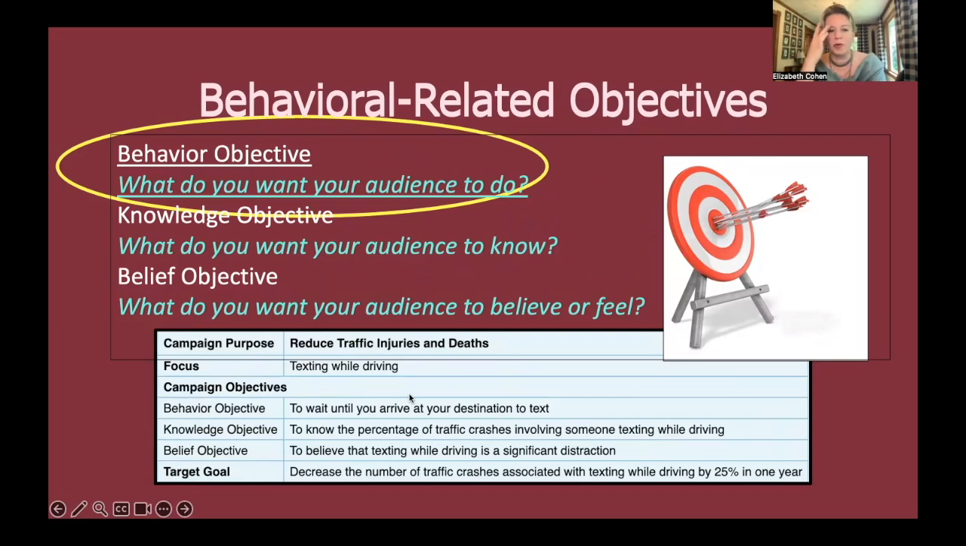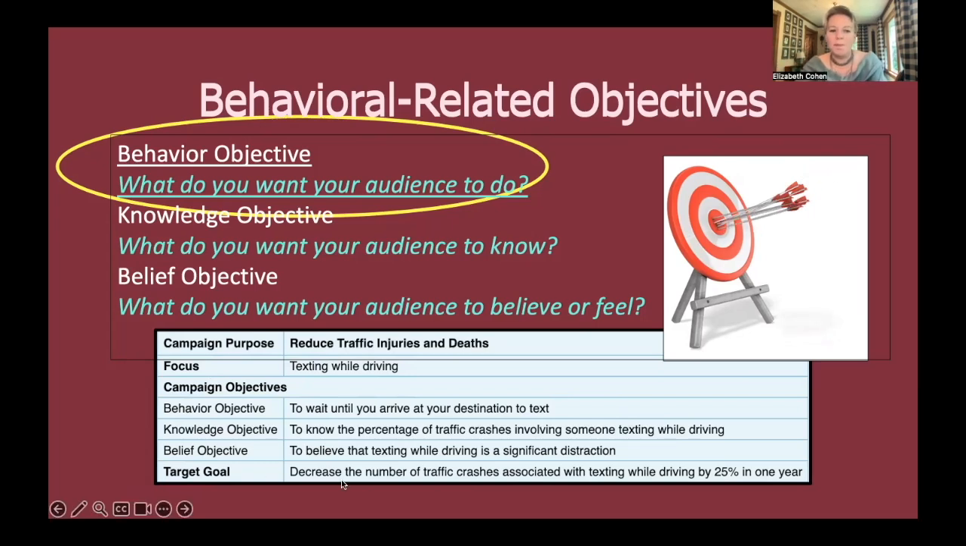This right down here, I just want to point this out. This is in your textbook, of course. It's one of those little light blue boxes. But this is the overall goal of what we're trying to do today. So here's an example where the campaign purpose was to reduce traffic injuries and deaths. And they had decided that they wanted to do this by focusing on the problem of texting and driving.